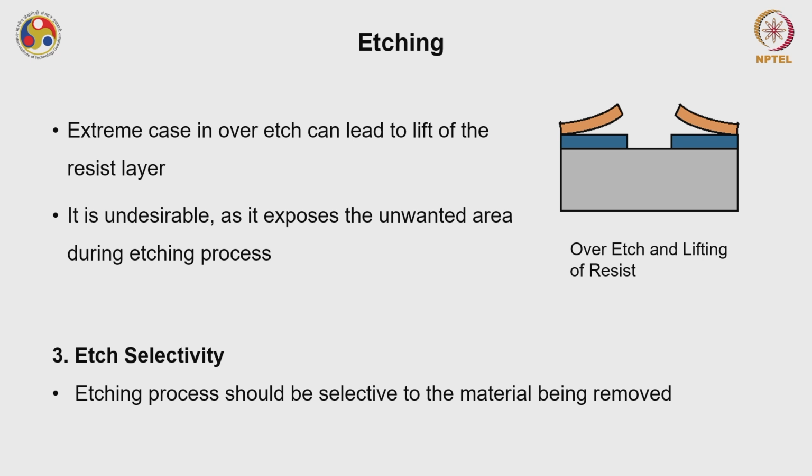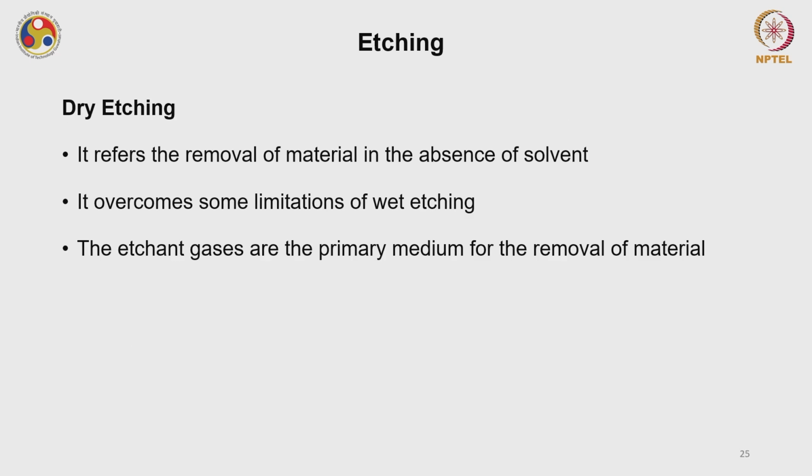Third thing is etch selectivity. So the etching process should be selective to the material that is being removed, and apart from the material you should also know the orientation of the material, because the etchant's etch rate will also depend on that particular thing.